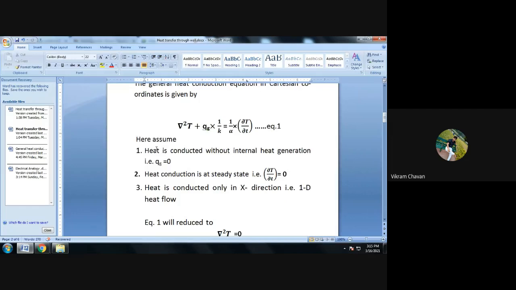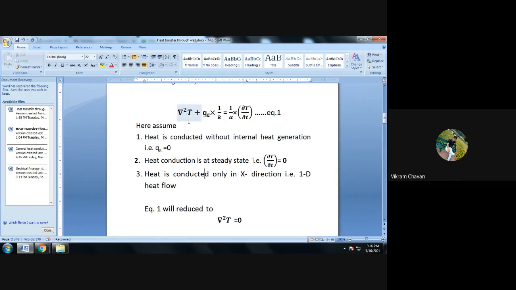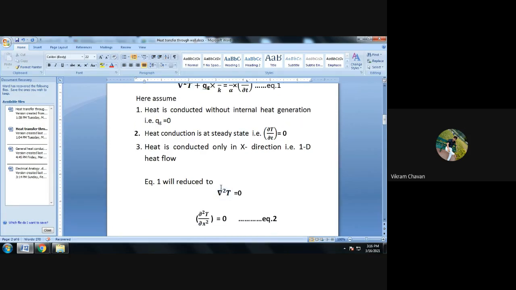Now once we have considered these assumptions, if you put them in equation number 1, with qg equal to 0, then the second term will be equal to 0, since ∂T divided by ∂t is 0. Then the remaining part of equation 1 is only ∇²T. So ∇²T equals 0.